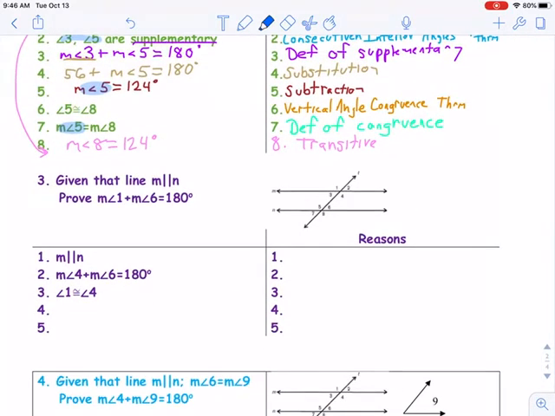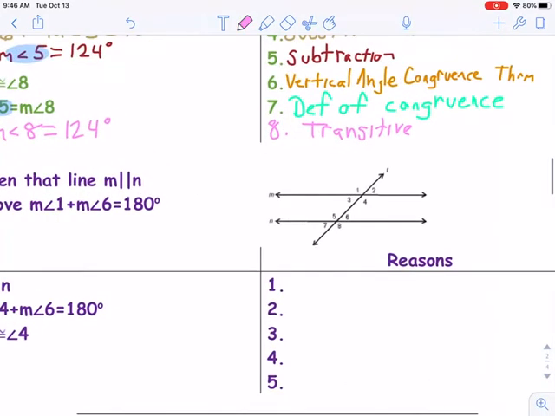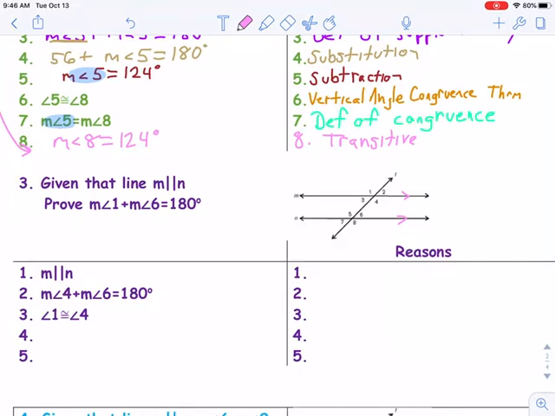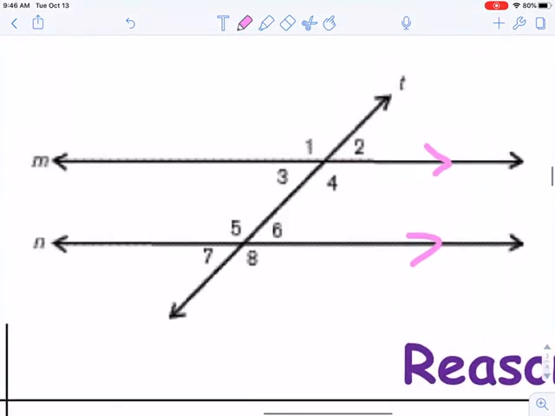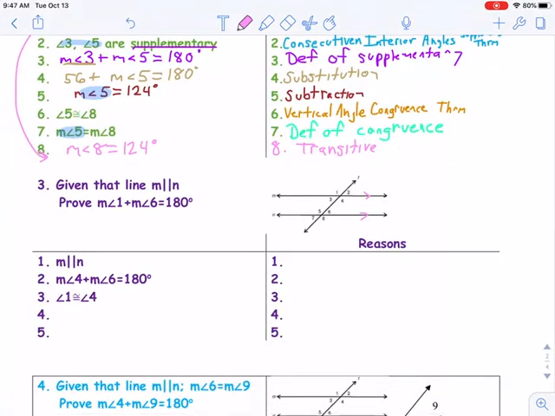Given that the lines are parallel, we're going to prove that the measure of angle 1 plus the measure of angle 6 equals 180 degrees. And just recall that if you pick any two angles in this picture, they're either going to be congruent or supplementary. They're either going to be congruent, they're going to be equal, or they're going to add up to equal 180. Anywho, given. All right, this one, let me think about this.